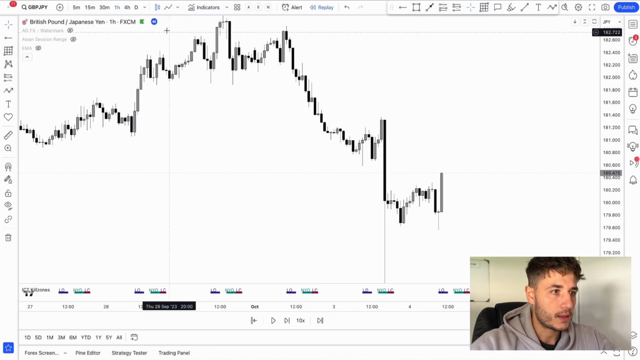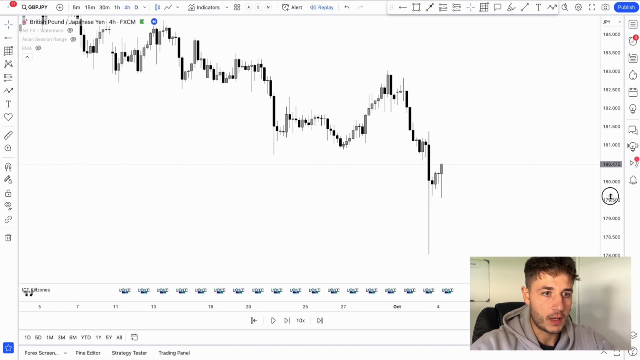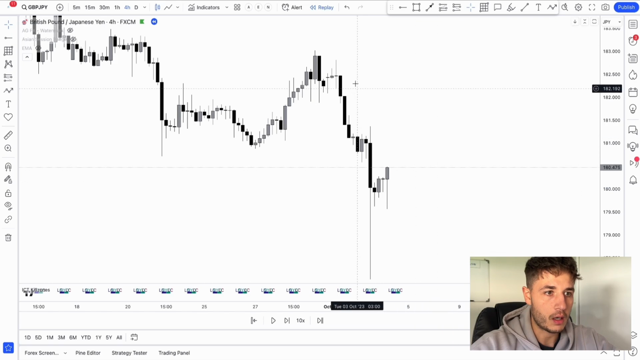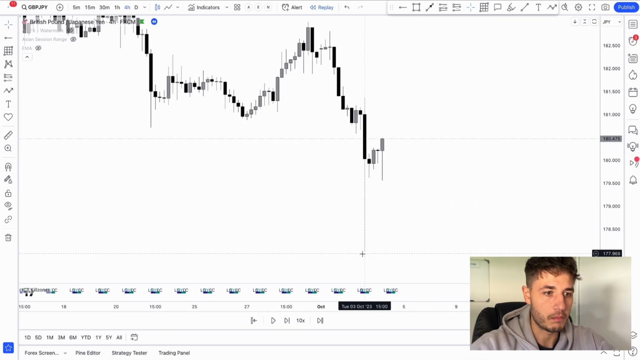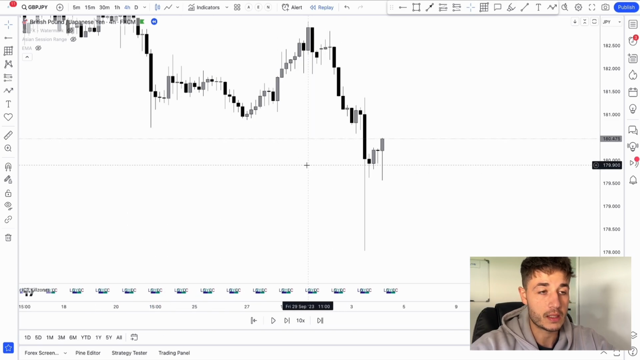Now on the higher time frame, if I switch back to the H4, you can see that we are currently bearish. We are breaking structure to the downside, and what happened on the Tuesday, we have a significant move to the downside in the New York session that broke all of the lows on the left side, which means that we are in the bearish movement.